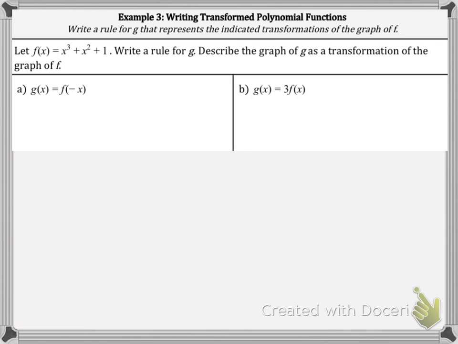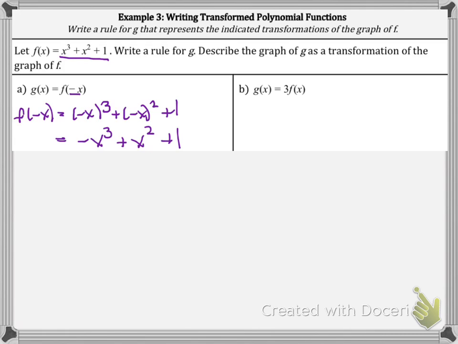Okay, the next thing is we're going to transform polynomial functions. So we're given f of x equals x cubed plus x squared plus 1. We're going to write a rule for g, then describe g as a transformation of the graph of f. So in this one, we've kind of done this before. We have negative x. So what we're going to do is plug in negative x for each of the x's that we see. So we have f of negative x. This would be negative x raised to the cube plus negative x raised to the square plus 1. So this becomes a negative x cubed. This becomes a positive x squared and a plus 1. This is just a reflection over the x-axis.